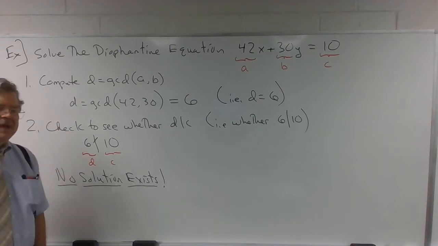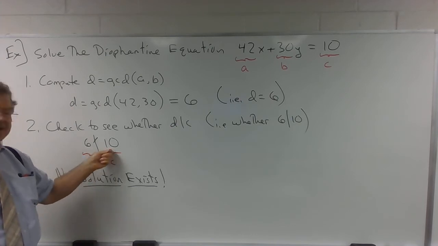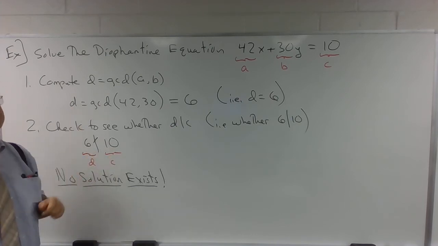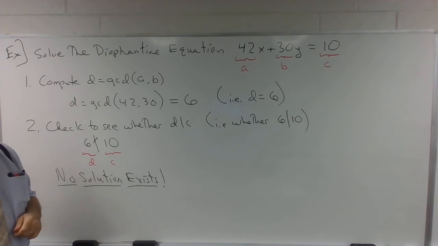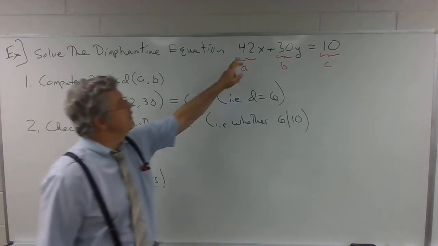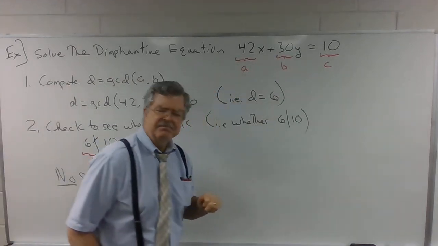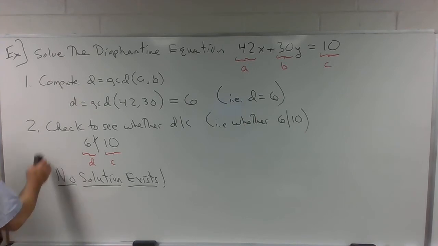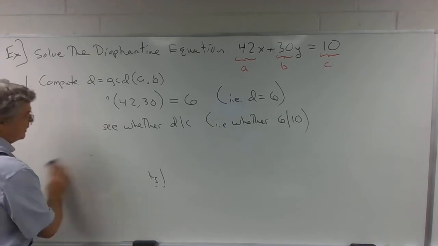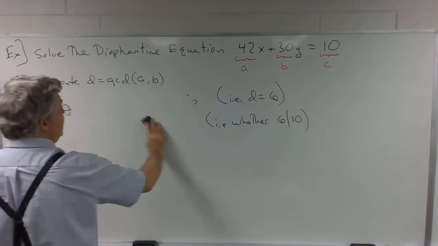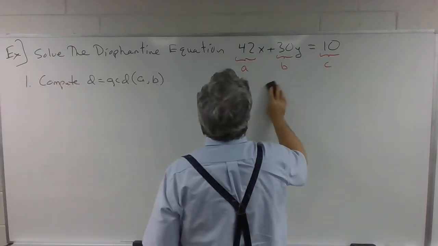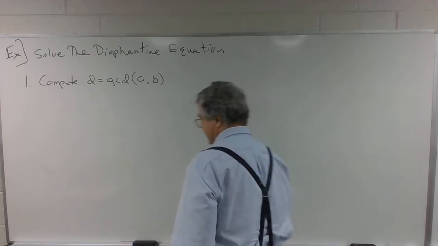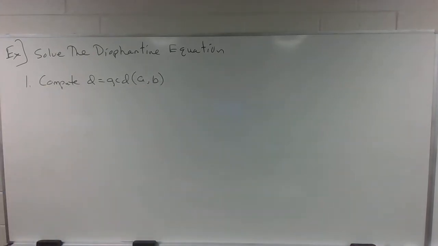And aren't you glad we actually checked to see whether d divided c first before we used the Euclidean algorithm to try to express a linear combination of 40 and 32 that gives us 10? We would have done a lot of work for nothing. Now, we'll do an equation that probably can be solved. At least I think it can.